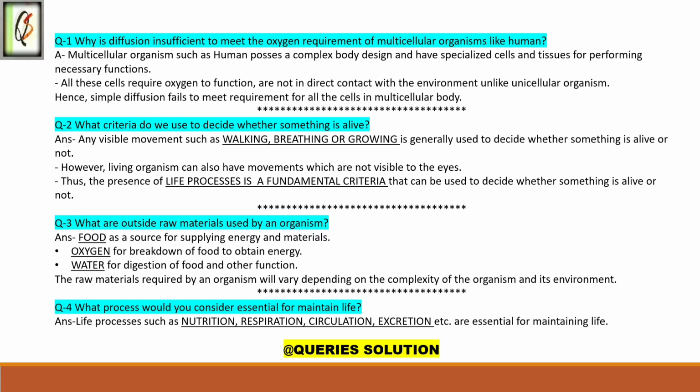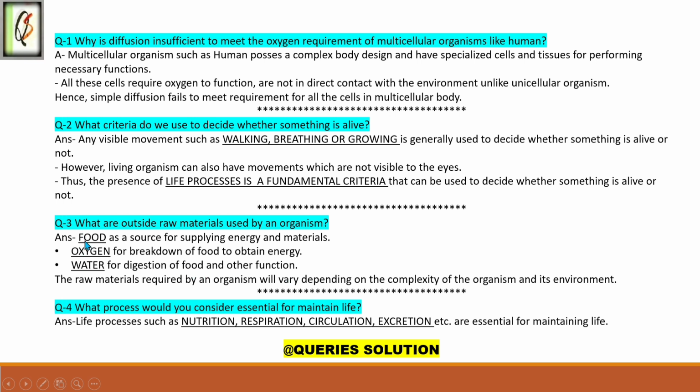So what all material does an organism use from the environment, or maybe from others, for survival mainly? We know the first important raw material is food, because it is the main source of energy and the materials that we get from it. The second important material is oxygen, which is used for breaking down food to get energy, right? We do require oxygen for the process of oxidation of the food. And most importantly, we require water, which is used for digestion and other important functions.